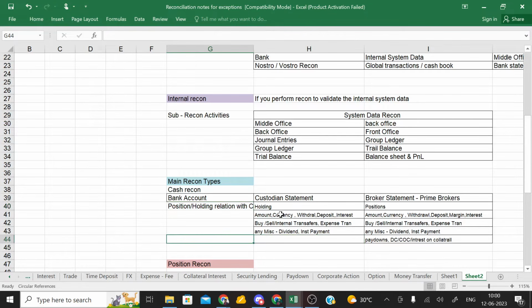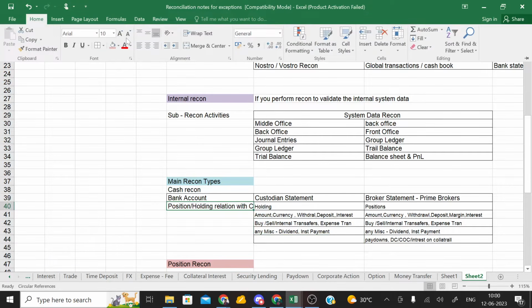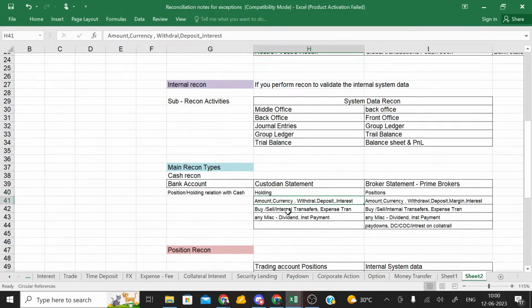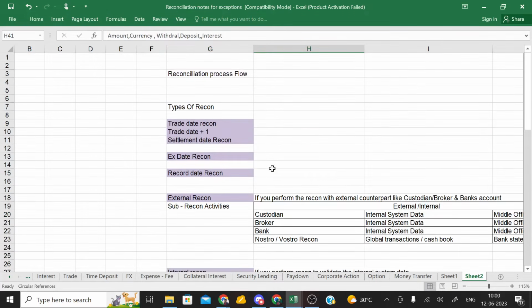Okay. So far, any question? So this was the background, guys. So different types of recon, then activities and all. So see where you start, I'll tell you.